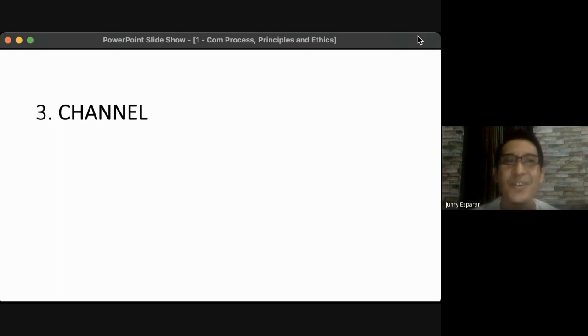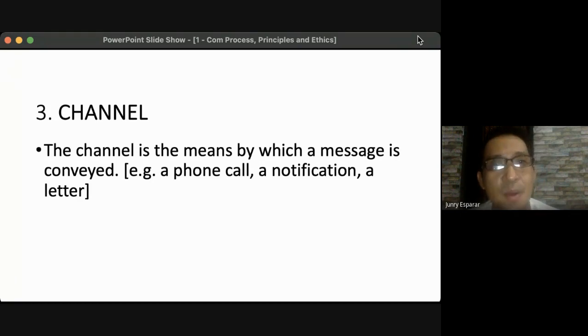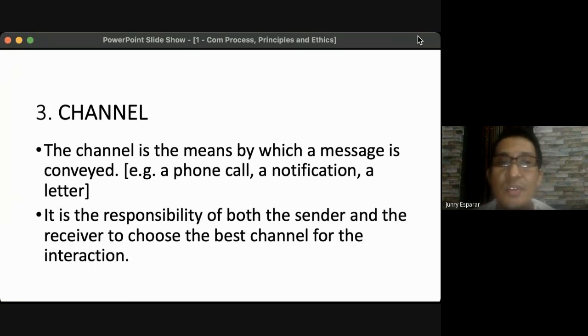So that's very interesting. So channel is the means by which a message is conveyed. It could be a phone call, a notification, or a letter. It is the mode or the way that the message is being delivered. It's the responsibility of both the sender and the receiver to choose the best channel for the interaction. That is why if you want your communication to be effective, you have to choose the right medium. It could be face-to-face, virtual, phone, or messenger.